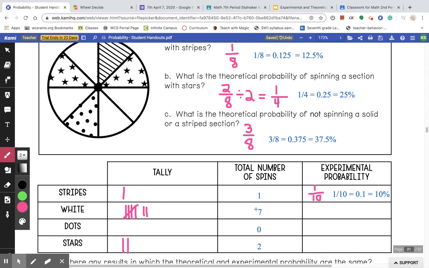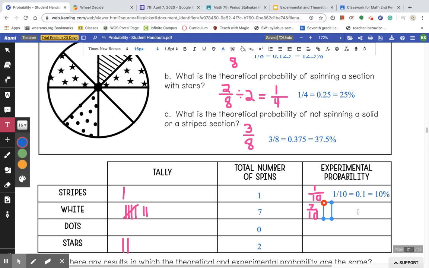So for white, the total number of spins it landed was 7. So it's going to be 7 out of 10. And then to make that into a decimal, we do 7 divided by 10 equals 0.7. Move the decimal twice to the right. That is 70%.